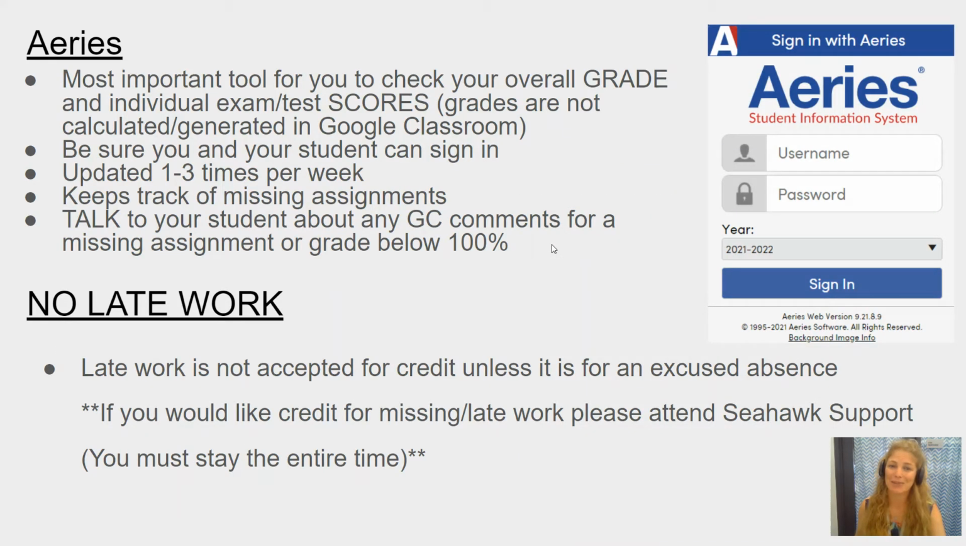Aries, another amazing tool for you to use. I have almost 200 math students, which means to communicate with every single one of their amazing parents, I use Aries. And that is where I update grades about 1 to 3 times per week. Again, if you notice that your student is missing any work or they got a poor score, ask them to see if there's any comments in Google Classroom from me. There might be some feedback there that's really important for them to read.